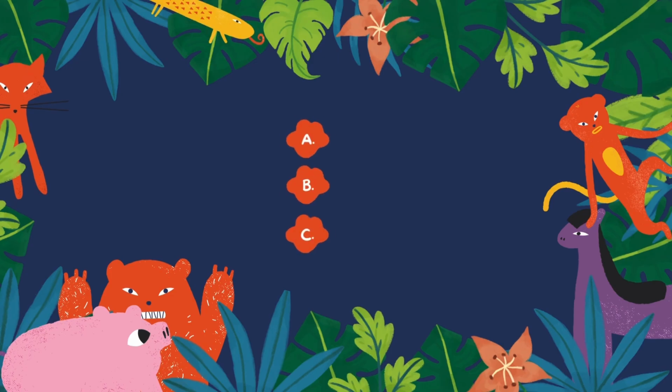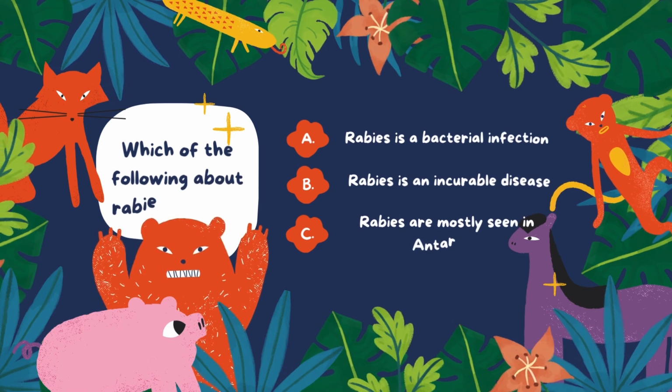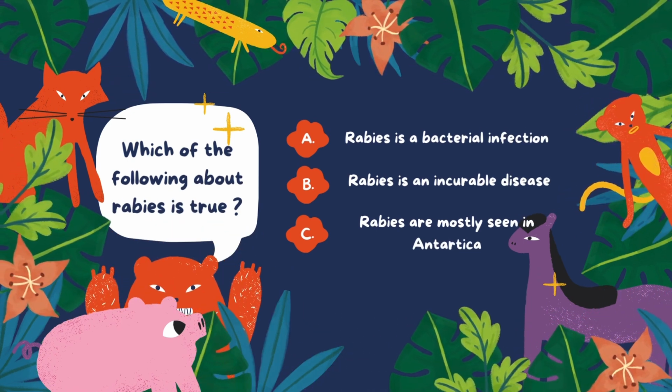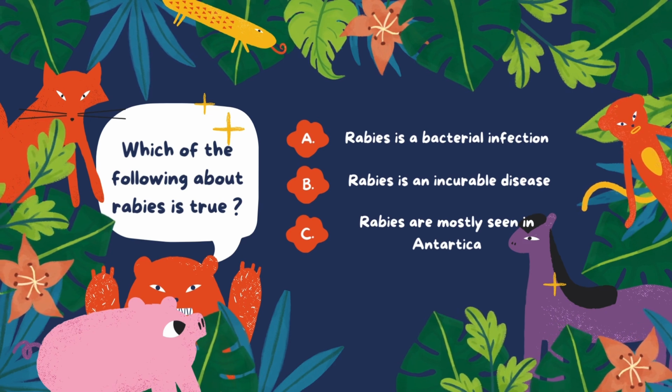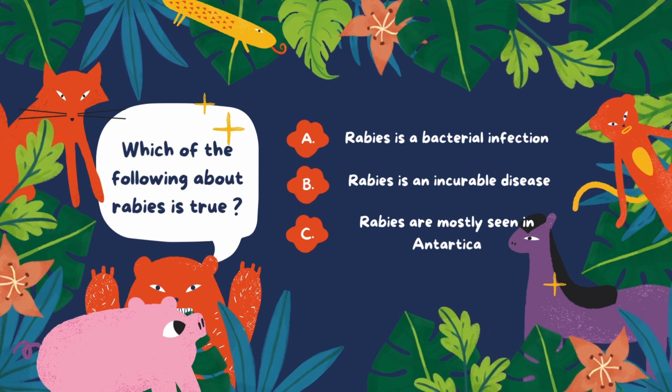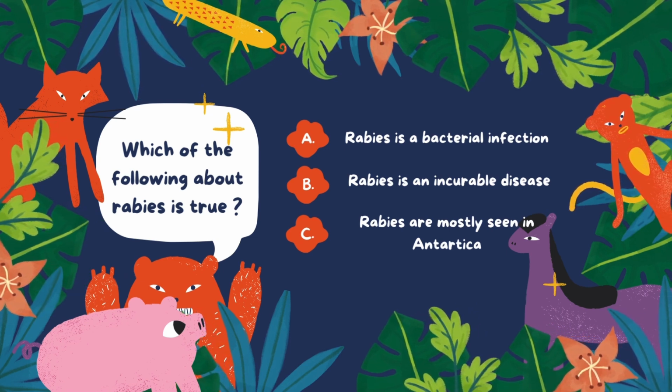Now let's move on to our Q&A session. First question: which of the following statements regarding rabies are true? A. Rabies is a bacterial infection. B. Rabies is an incurable disease. And C. Rabies are mostly seen in Antarctica. We will give you 3 seconds to think of the answer.